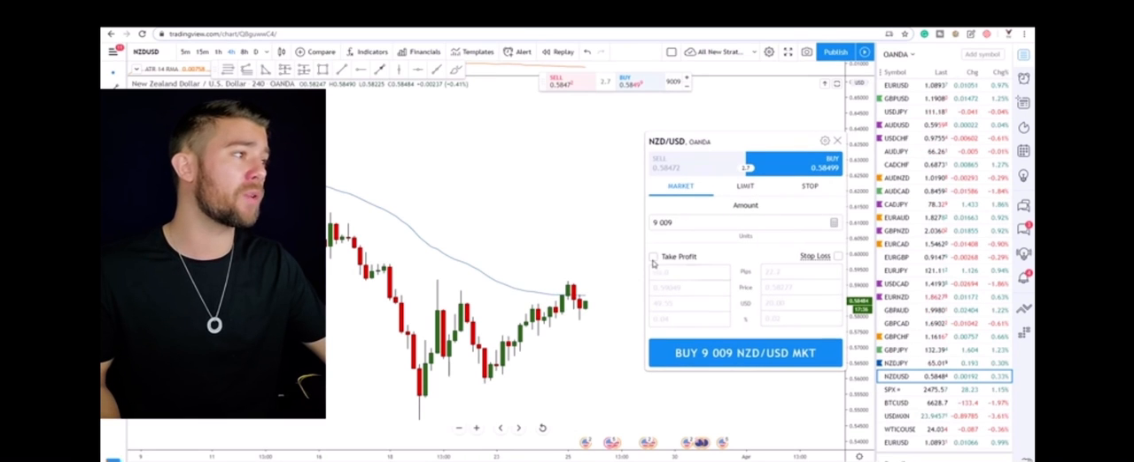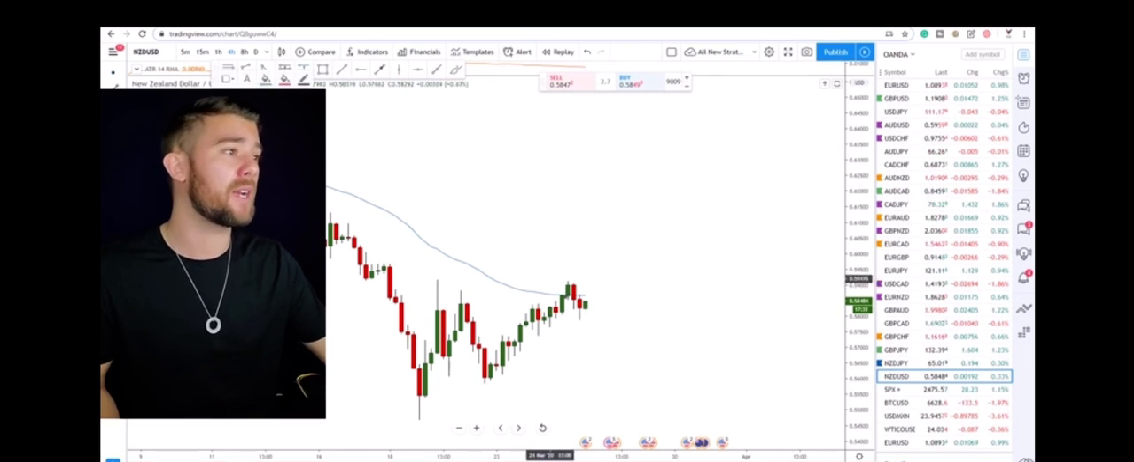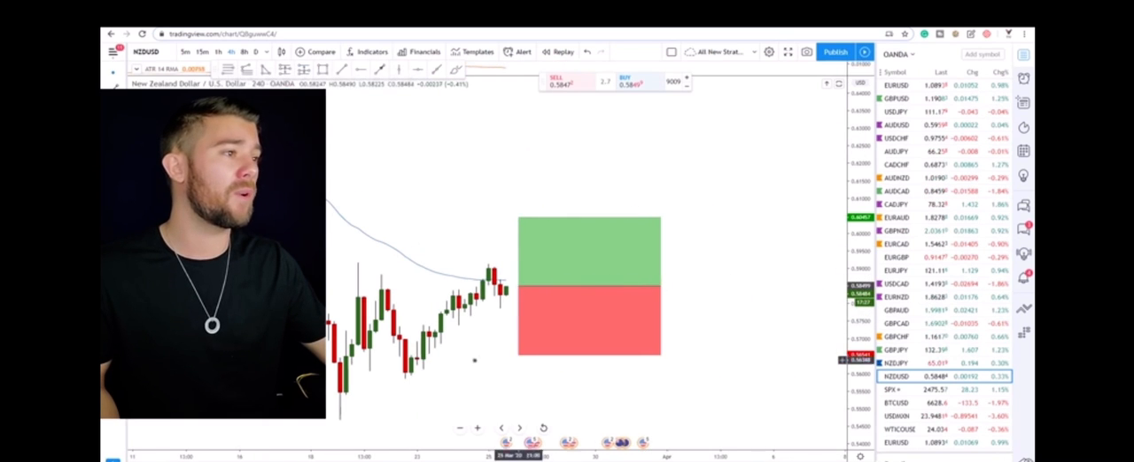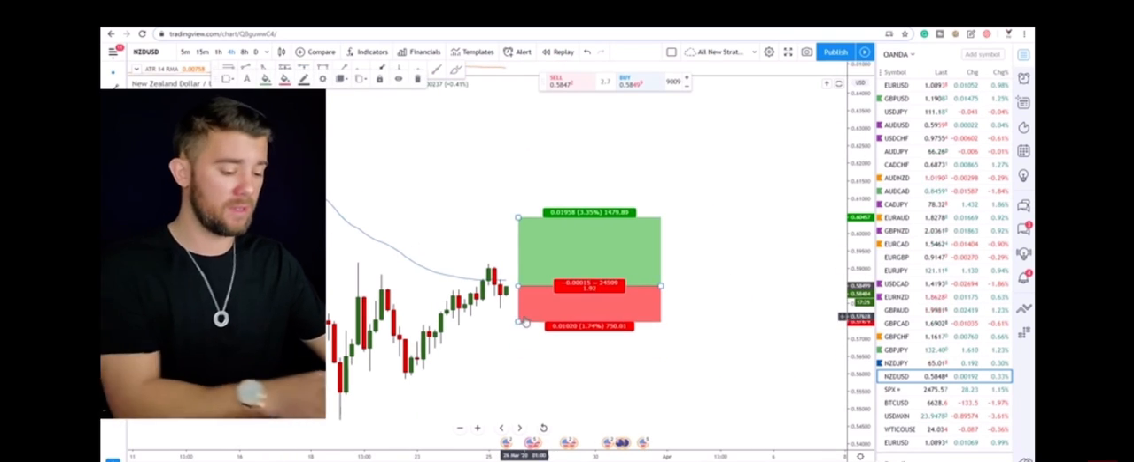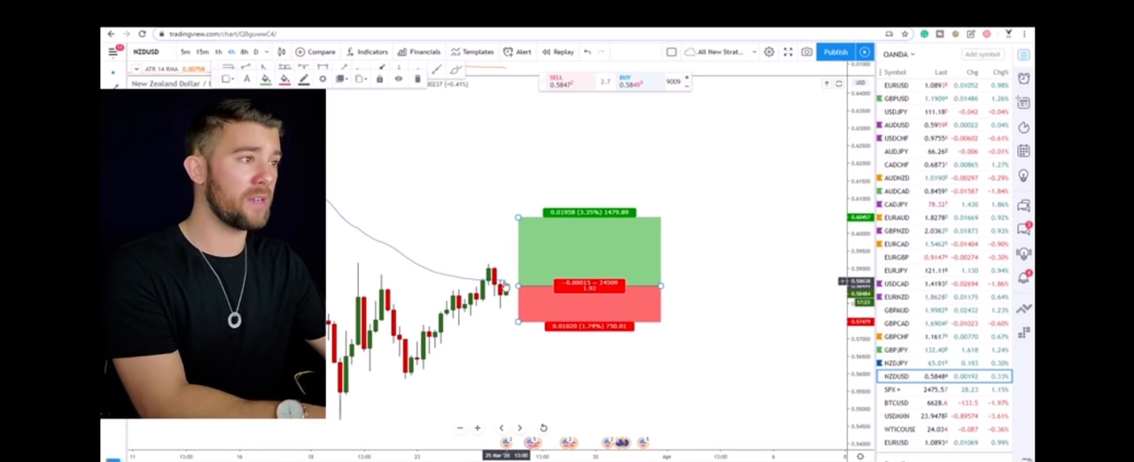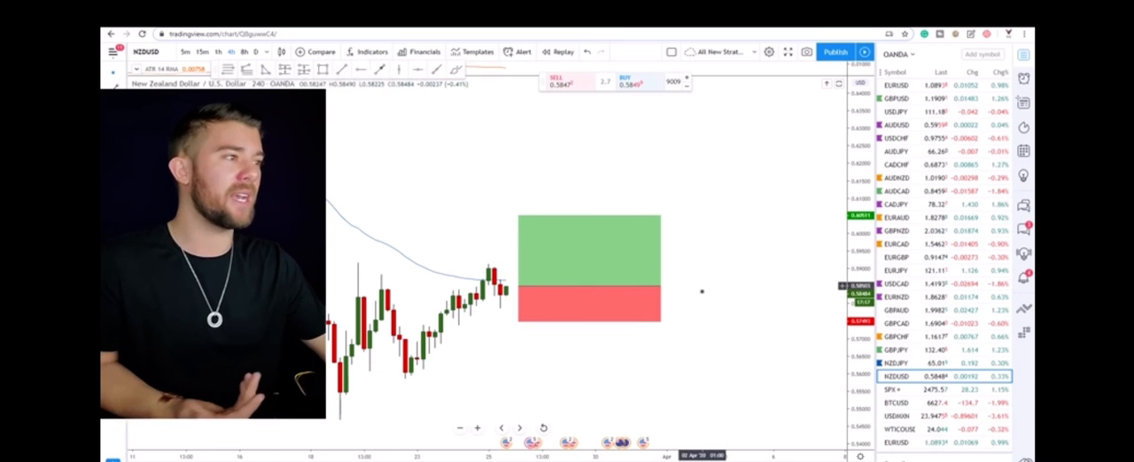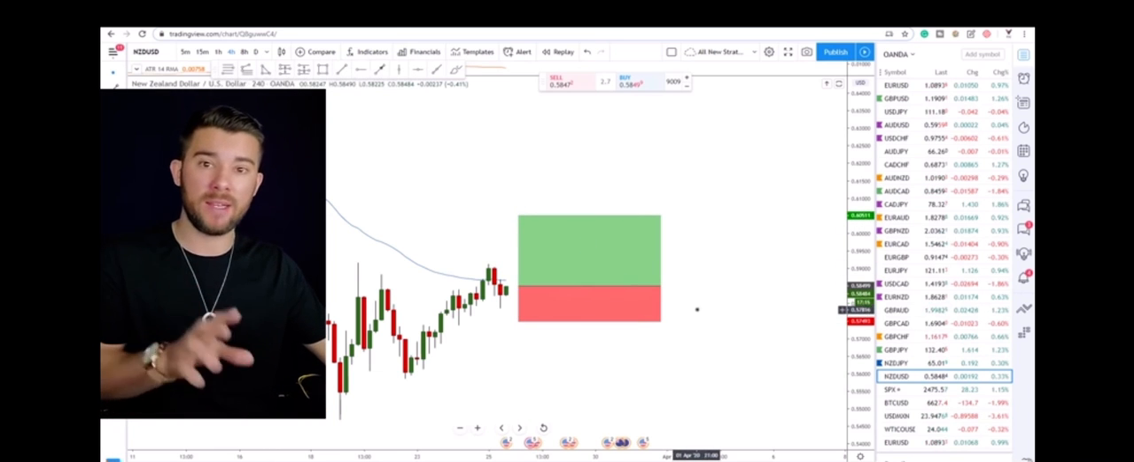I would have a market order in, and I would set my stop loss. And let's do this first. Let's go ahead and say I want to buy the New Zealand dollar right now. I want to have a stop loss below this red candle. So that's my stop loss, and I have a target at a 2-to-1 risk reward. So if this is the case, I now have my trade set up.